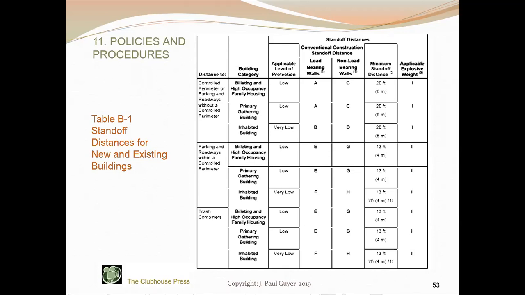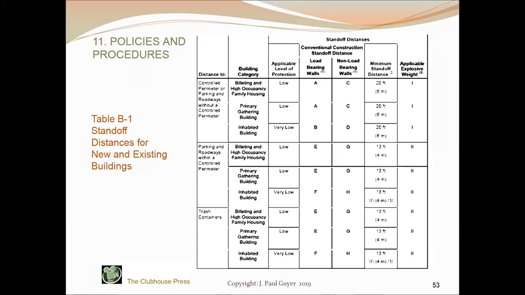And building categories, again, the three ways that buildings are characterized for anti-terrorism measures are family housing, and high occupancy apartments and things like that. The second category is primary gathering buildings. Again, auditoriums, churches, etc. A lot of people in a confined space. These are often the target of terrorists. And then inhabited buildings, that's just a building that does have people in it. It's an office building, it's a shop, it's whatever. These are the three categories.